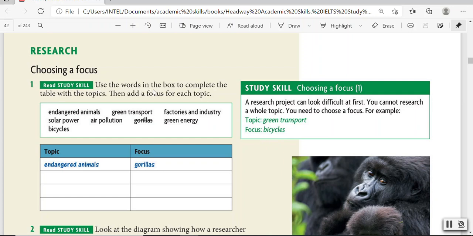In here, read the study skill. Use the words in the box to complete the table with the topics. Then add a focus for each topic. In here, we have two sides in this table, topic and focus. We must put these words in here for topics and for focus.